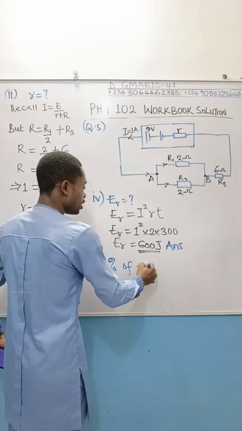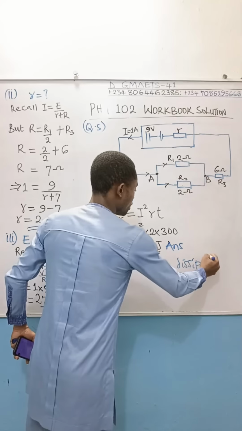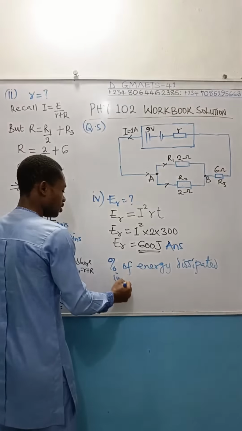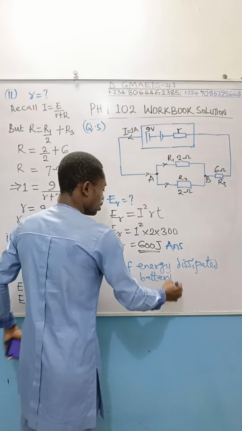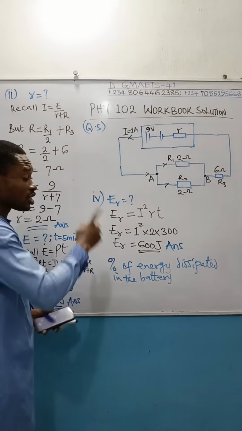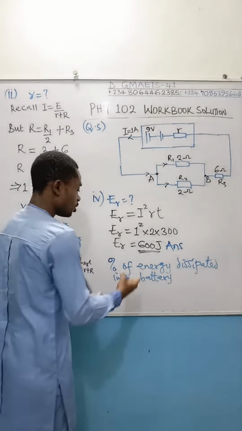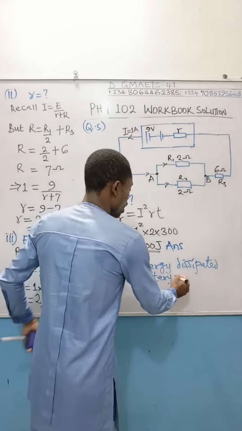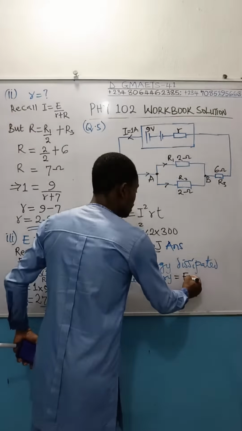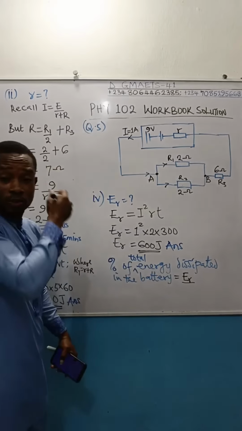Percentage of energy dissipated in the battery, right? Percentage of the total energy, because they linked it to the energy calculated in III. Energy dissipated in the battery is going to be energy dissipated in the internal resistance, or energy dissipated in the battery per se, right?